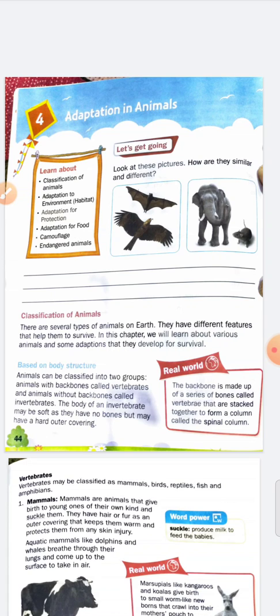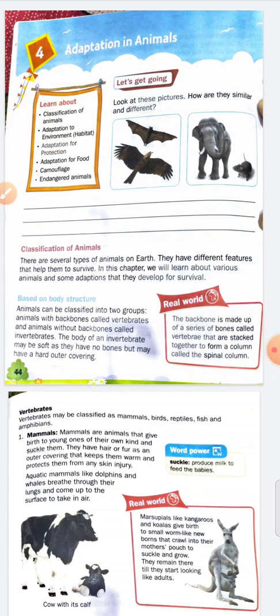Student, we have completed 3 chapters, and in the previous chapter 3 we discussed Reproduction in Animals. Now in this chapter we will discuss Adaptation in Animals. We will discuss classification of animals, adaptation to environment, habitat. We have also discussed habitat in a previous lecture, adaptation for protection and adaptation for food, camouflage and endangered animals.